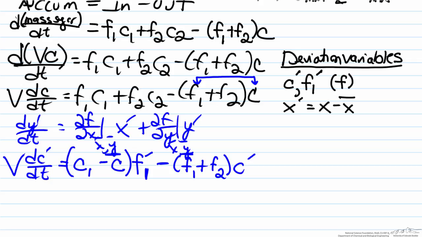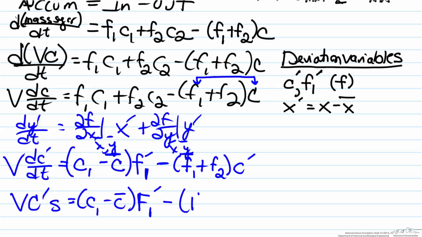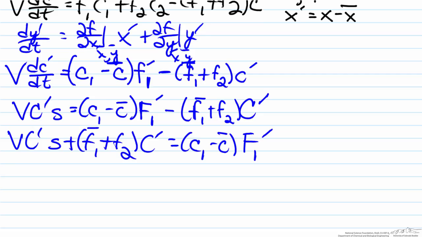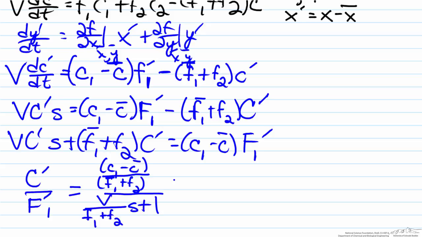Now we take the Laplace transform, and we end up with V C prime s equals (C1 minus C bar) multiplied by F1 prime minus (F1 bar plus F2) multiplied by C prime. If we move the C prime terms over to the left-hand side, and after a little bit more rearrangement, we end up with our transfer function in standard form. So we end up with a generic first-order transfer function where this term is our gain, which has units of concentration divided by flow rate.